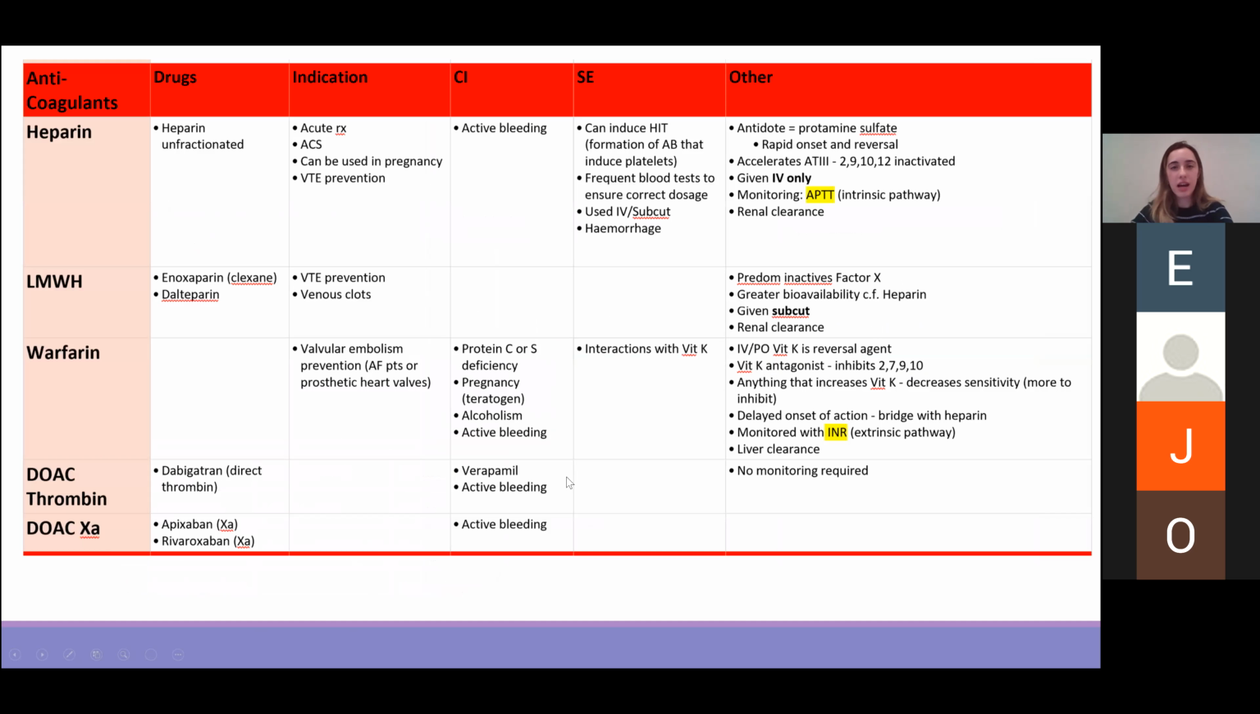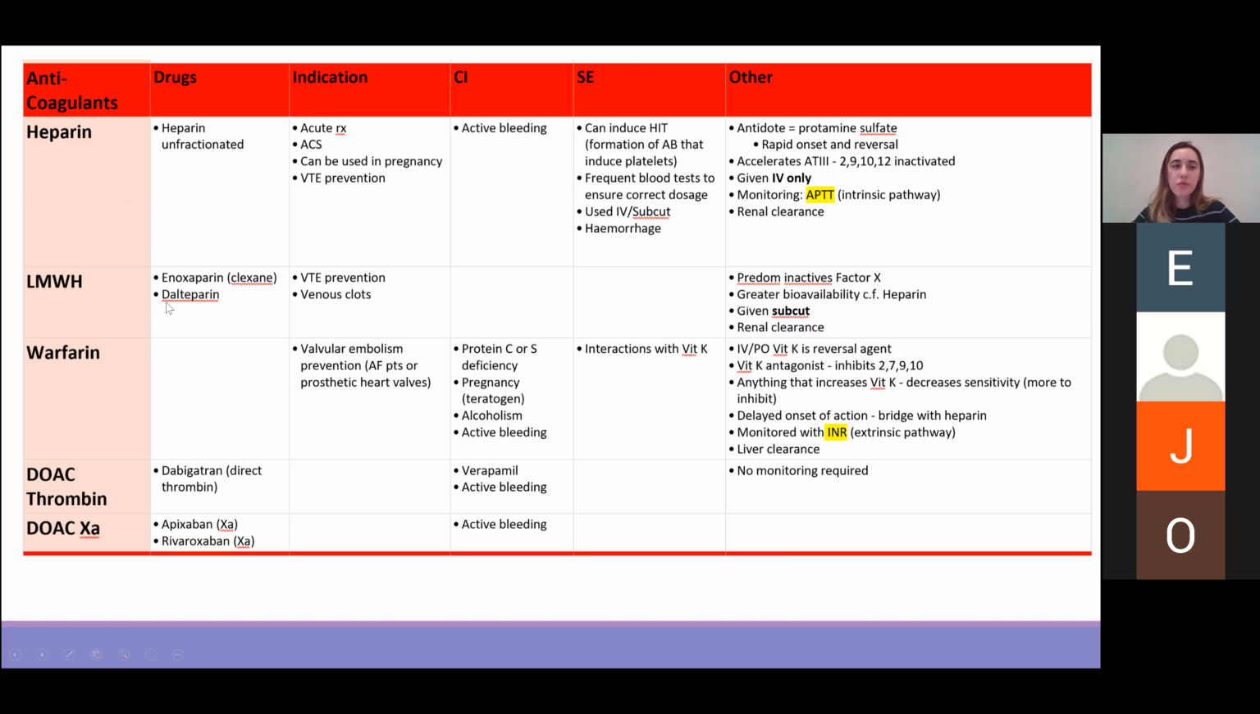So starting with anticoagulants. These include heparin, low molecular weight heparin, warfarin, and your DOACs. So really good to understand. I never understood when someone says heparin, do they mean low molecular weight or just heparin? They mean just the unfractionated heparin. Someone will actually specify, like Clexane, if they're talking about the low molecular weight heparin. So just a little tip there.